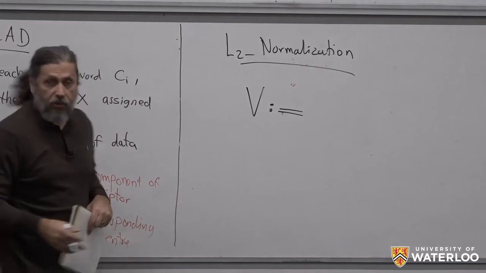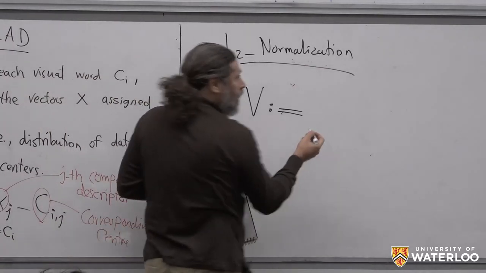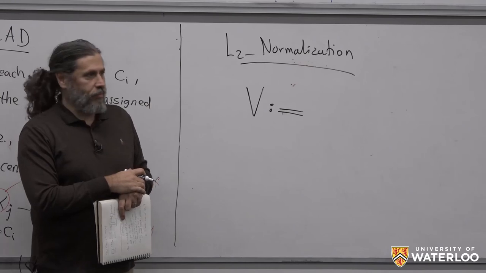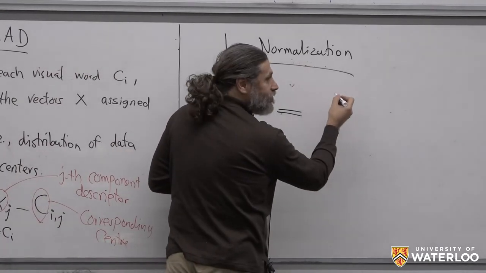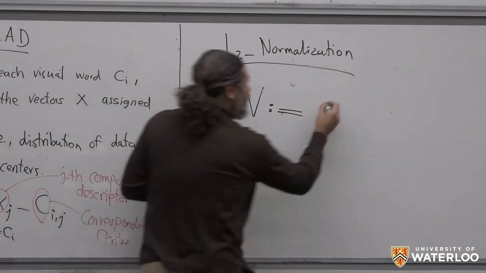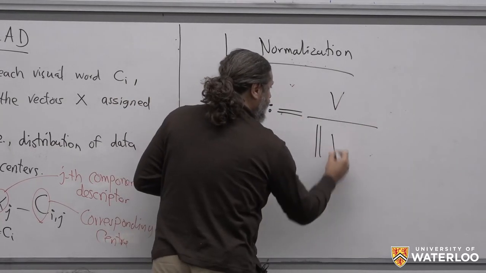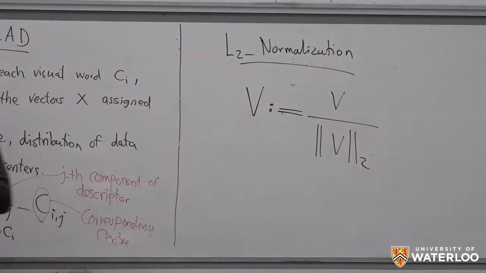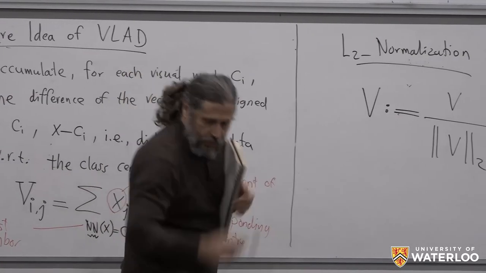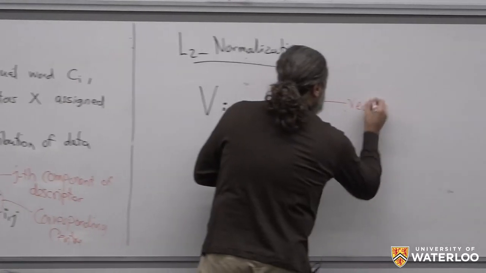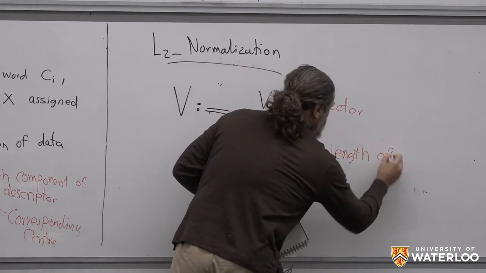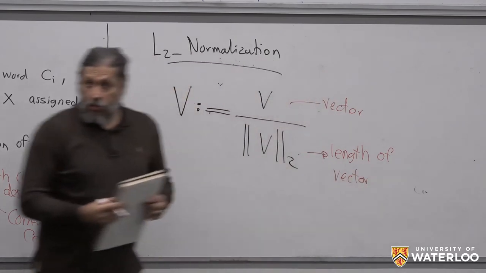How should I write it in terms of vectors or matrices? How do I normalize it? Somebody makes my day by telling me how to do it. Vector divided by the magnitude of the vector. Thank you. So the vector divided by the length of the vector, or as he said, the magnitude. Just look it up at home.